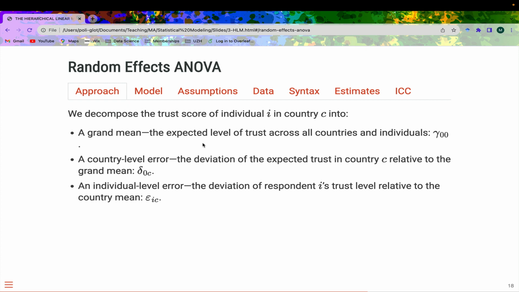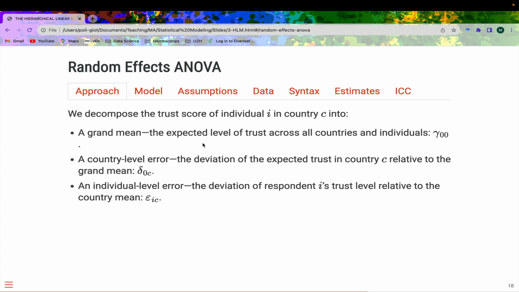Now, to that grand mean, we can add a country level error, which is the deviation of the expected trust in country c relative to the grand mean, and we call that delta 0c. What that country level error takes into account is that in a specific country, say Switzerland, the level of trust may be higher or it may be lower. In fact, it's higher than the grand mean.